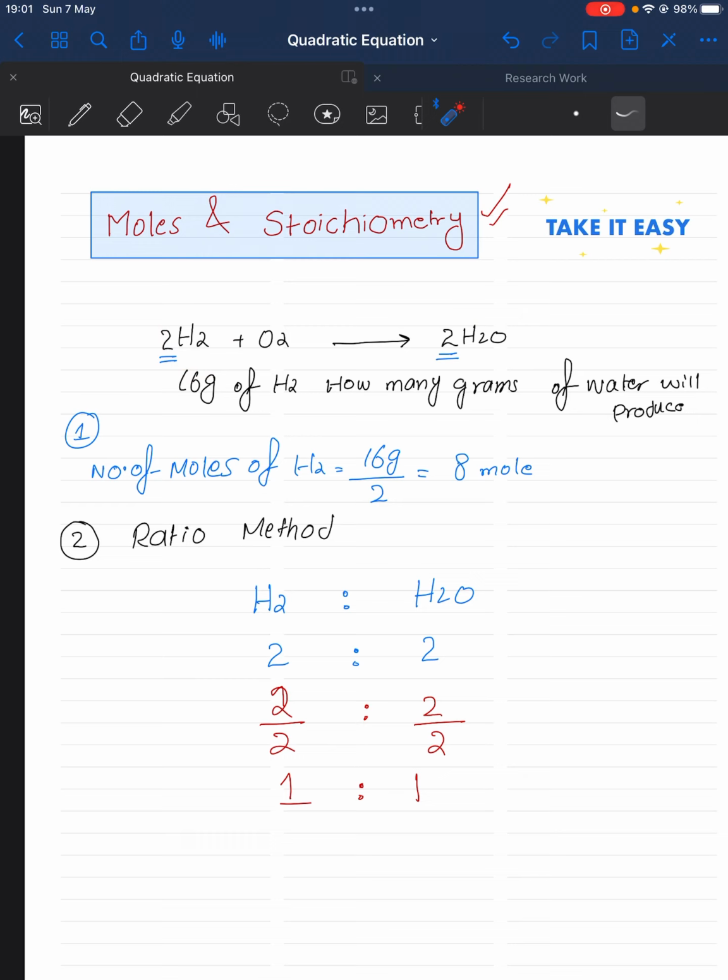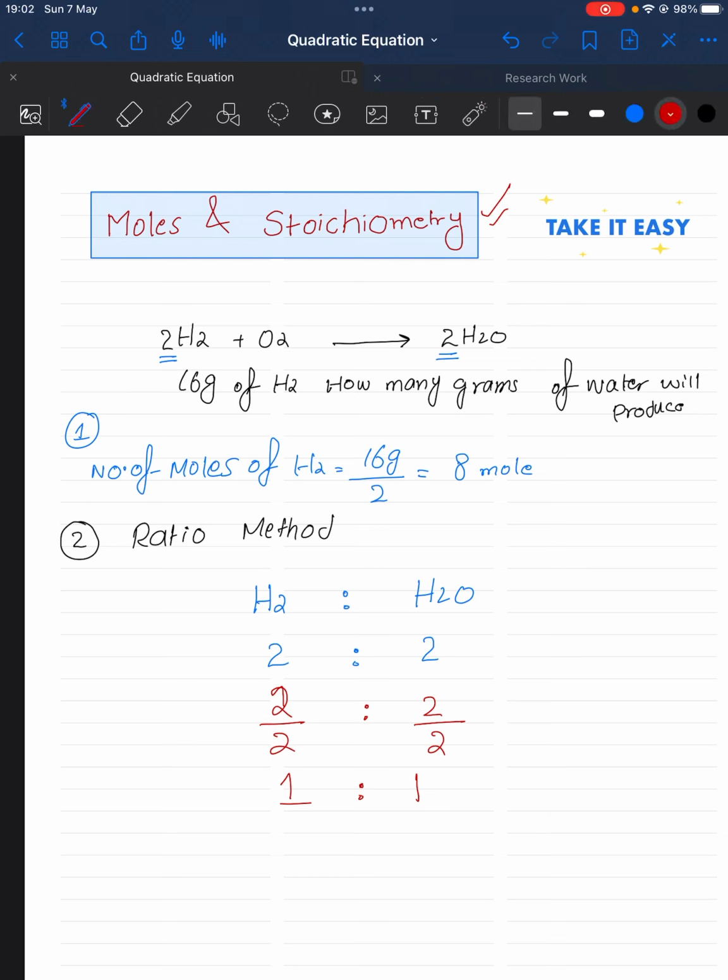So we have to follow some basic steps. First of all, whatever is given you need to convert into the number of moles. We have 16 gram of hydrogen, and we convert it into the number of moles. We know that the formula for the number of moles is given mass over the molar mass. The given mass is 16 gram and the molar mass of hydrogen is 2. So we divide by 2, and we get 8 mole.